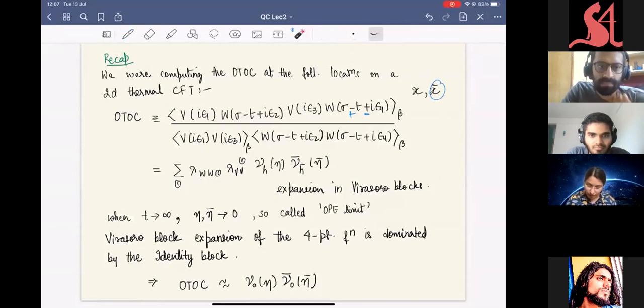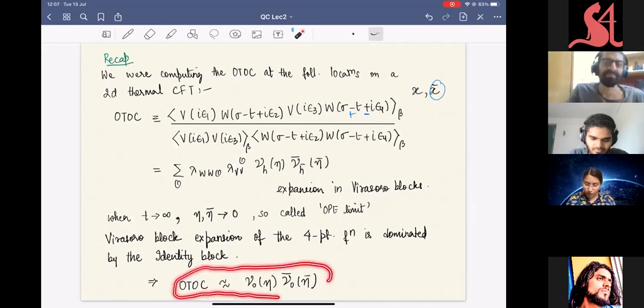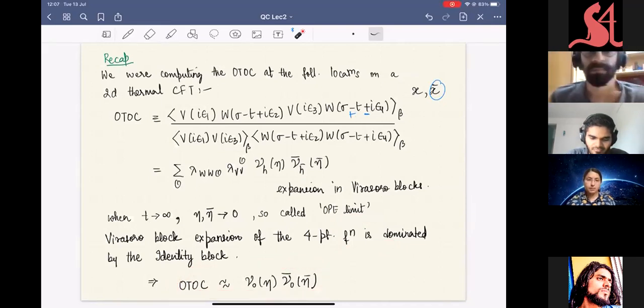And we saw that the normalized out-of-time ordered correlator can be written as an expansion in Virasoro blocks. Then we took the limit t goes to infinity. In that limit, the cross ratios go to 0. This is called the OPE limit in the literature. I can refer the paper on Slack. The Virasoro block expansion of the 4-point function in this limit is dominated by the identity block. So the normalized out-of-time ordered correlator is just given by the identity block.